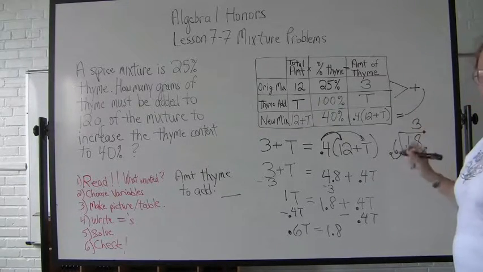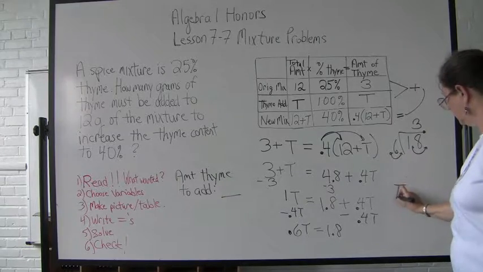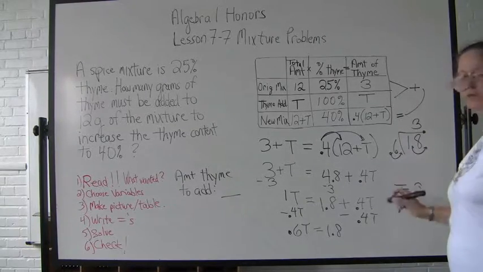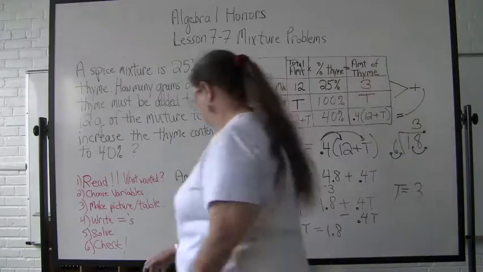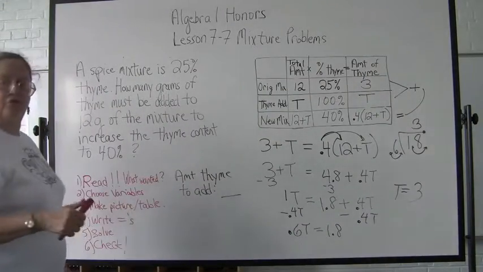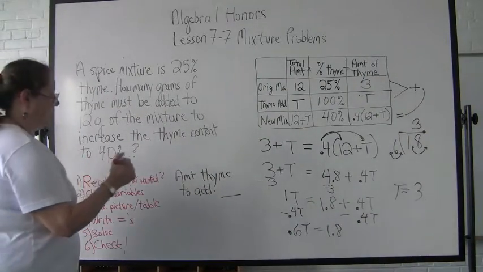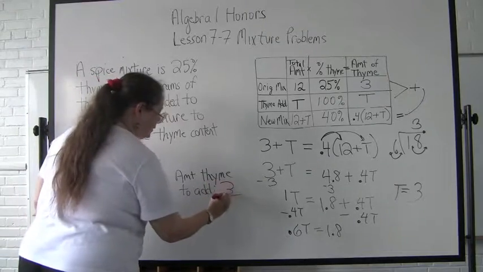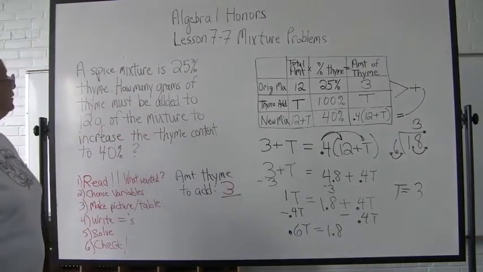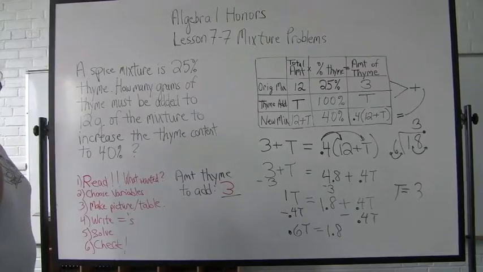And my answer is 3. So t equals 3. That's what the problem was originally looking for. How much thyme do we add? 3 grams. Now, let's see if that actually works.